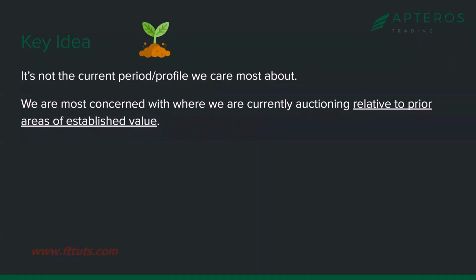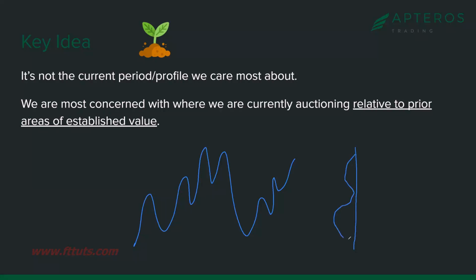Key idea here: it's not actually the current period profile that we care most about. And this is practical trading knowledge, as well as understanding your housing market or whatever theoretical example we could use. We're mostly concerned with where we're currently auctioning, that is, where the prices currently are. That bid and that ask, that's an auction process. Where is that auction process currently relative to prior areas of established value, especially most recent value? That's what matters. A lot of people get into profiling and they think that here's today's price action, and then over here on the right-hand side of their chart, they have the profile for that day's session.